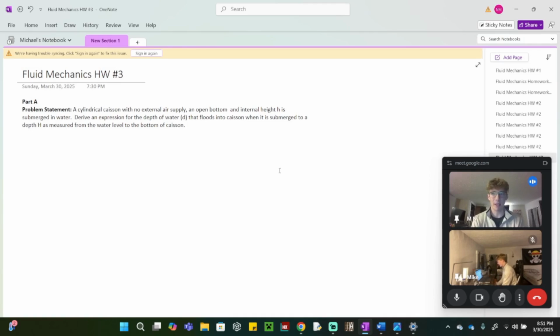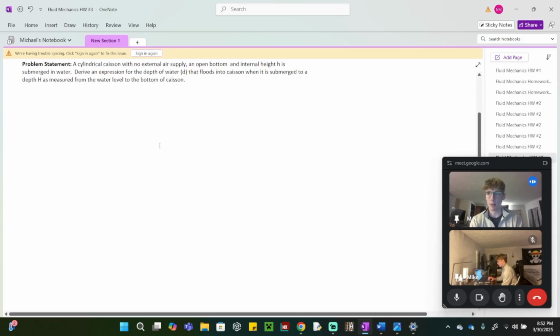All right, welcome back. This is going to be fluid mechanics homework number three, and this will be part A. The problem statement for part A states: a cylindrical caisson with no external air supply, an open bottom, and internal height small h is submerged in water. Derive an expression for the depth of water small d that floods into the caisson when it is submerged to a depth big H as measured from the water level to the bottom of the caisson.